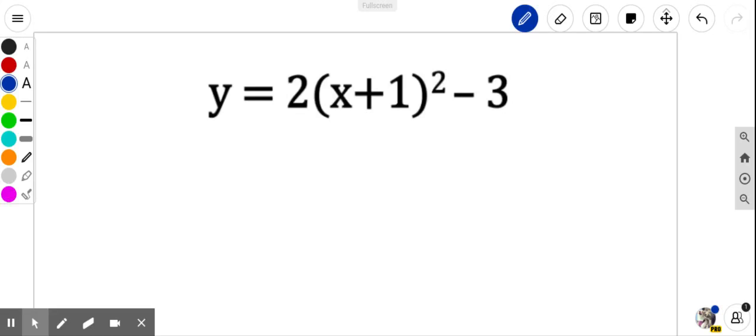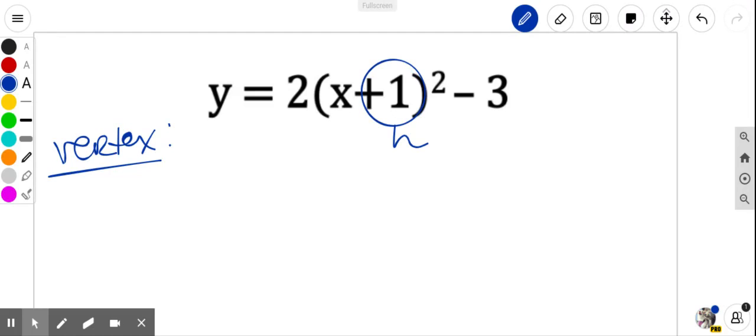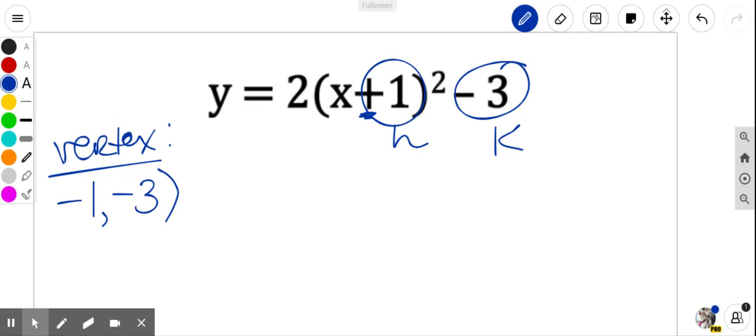So I'm going to go through, I know this isn't in chart form, but I'll still go over all the important pieces. So first of all, the vertex. This is my H, this is my K. So since this is positive right here, that means my H is -1. So my vertex is (-1, -3), and my K is -3.